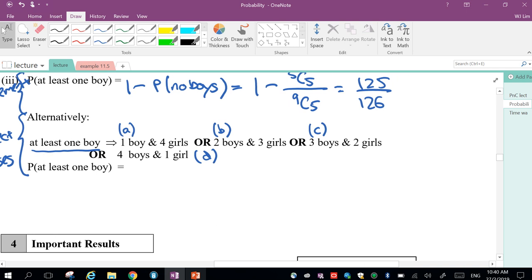So for case A, how many boys are there in total? There are four. I only want one boy, so 4 choose 1, multiply by what? I want 4 girls. There are a total of 5 girls, so 5 choose 4. So this is for case A. Let me highlight, this is for case A.